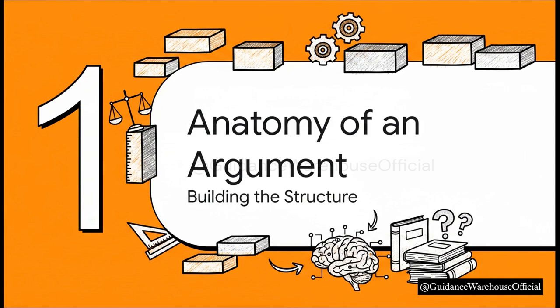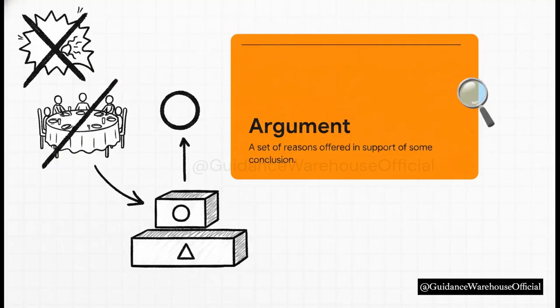Section 1. Anatomy of an argument. To begin, we need to completely redefine a word you probably use every single day. In philosophy, an argument is not a shouting match, right? It's not that heated, emotional debate you have in a YouTube comment section or the tense back and forth at the Thanksgiving dinner table. In the realm of logic, an argument is a piece of intellectual architecture. It's simply a set of reasons offered in support of some conclusion. That's really it. It's a calculated structure, totally free of emotion, designed to prove a point.